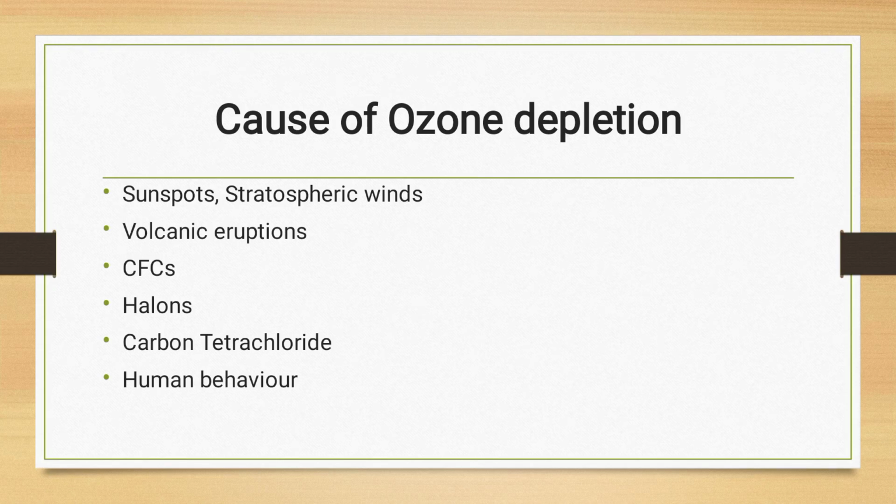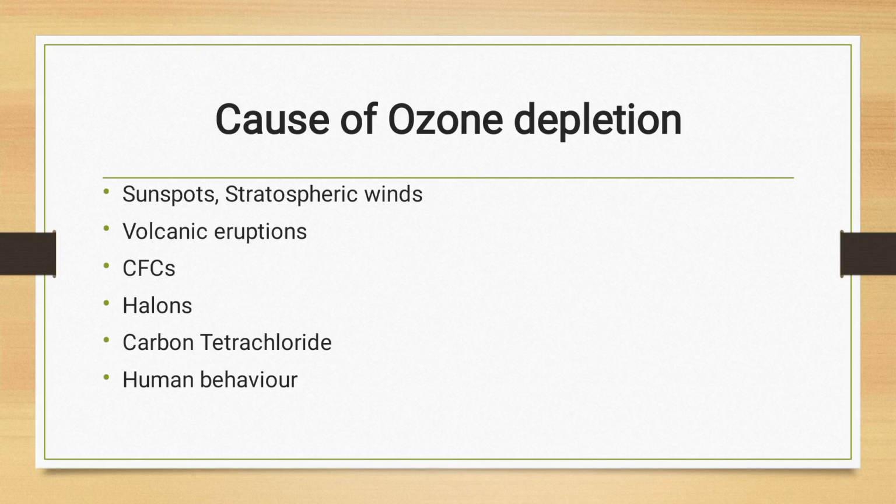These CFCs are broken down by ultraviolet radiation. When ultraviolet radiation comes from the sun, the chlorofluorocarbon is broken down. When it gets broken, the CFC produces chlorine atoms and bromine atoms. These chlorine atoms react with ozone and destroy the ozone layer. That is why depletion occurs. So this is the most abundant cause.